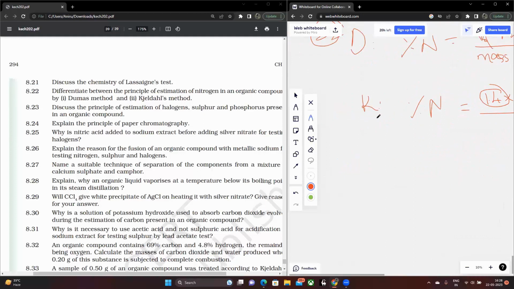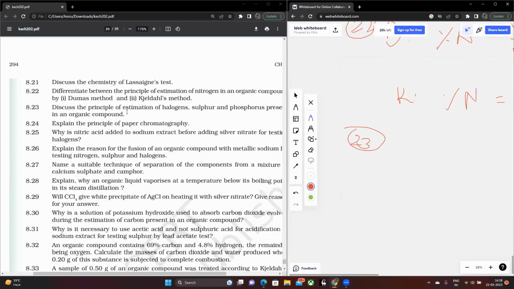That is the difference between Dumas and Kjeldahl's method, because in Dumas method, you heat with copper oxide, get nitrogen, you collect nitrogen over water and convert the number of nitrogen moles into grams and then find the percentage of nitrogen. In Kjeldahl's, what you do is you convert it into ammonium sulfate and then from there you get ammonia. From ammonia, you titrate it with a known acid and then from the known acid, you get a percentage.